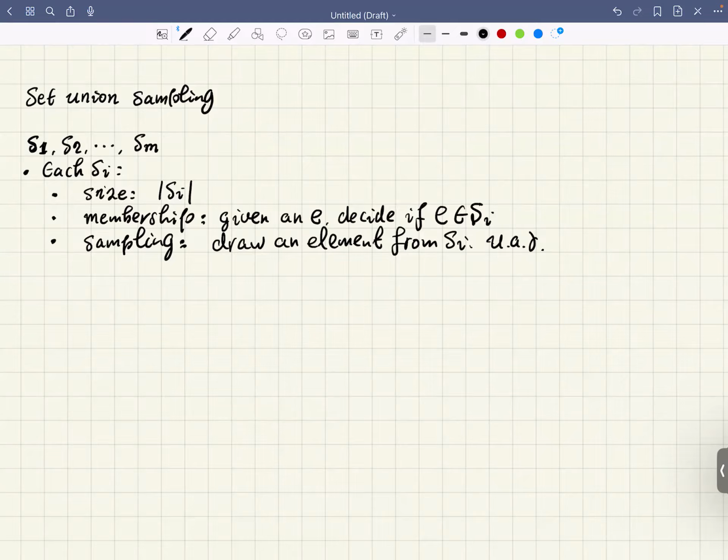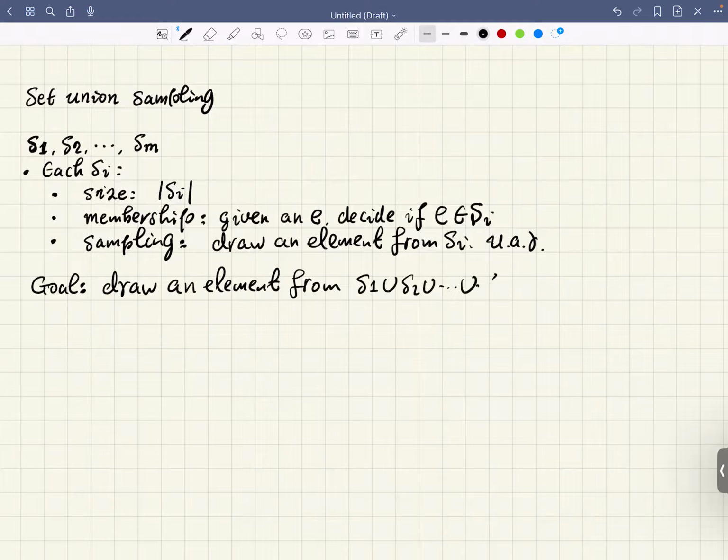Constant time. Then what is the goal? The goal is to draw an element from the union, which is written here, uniformly at random.